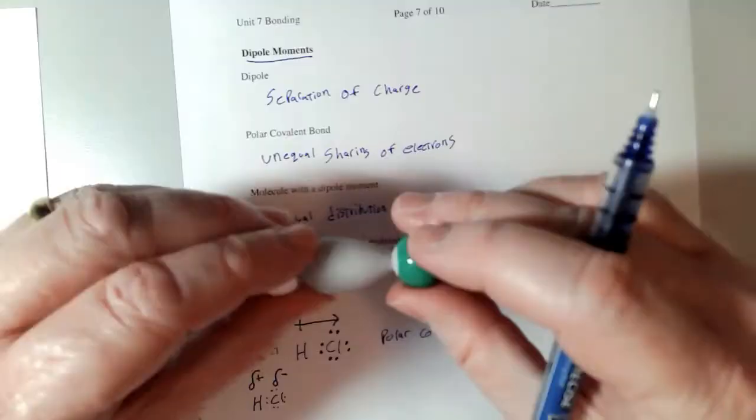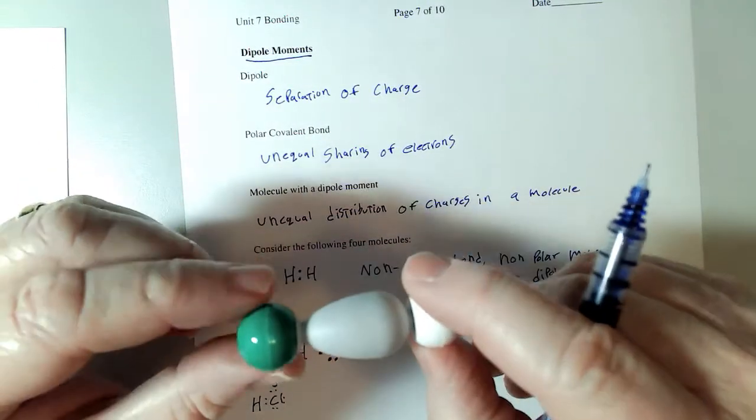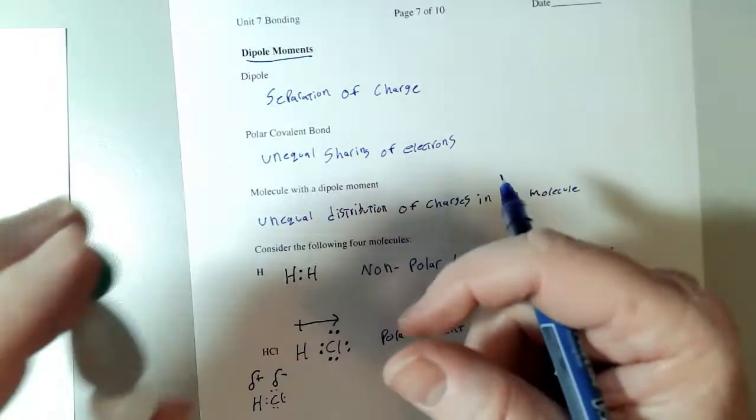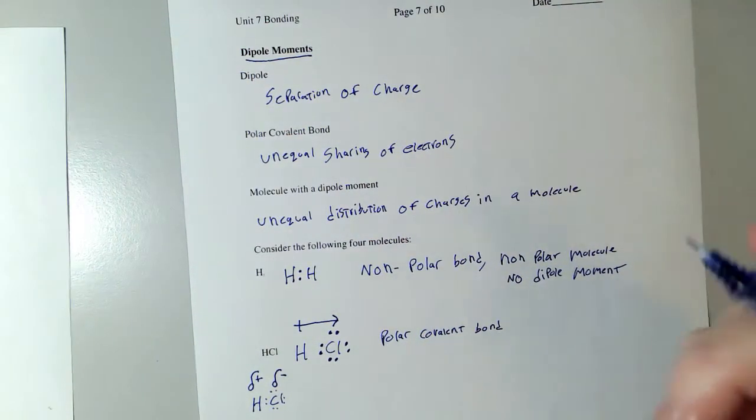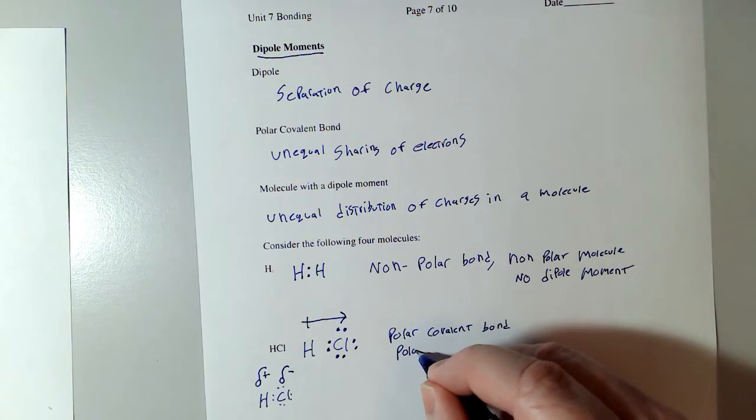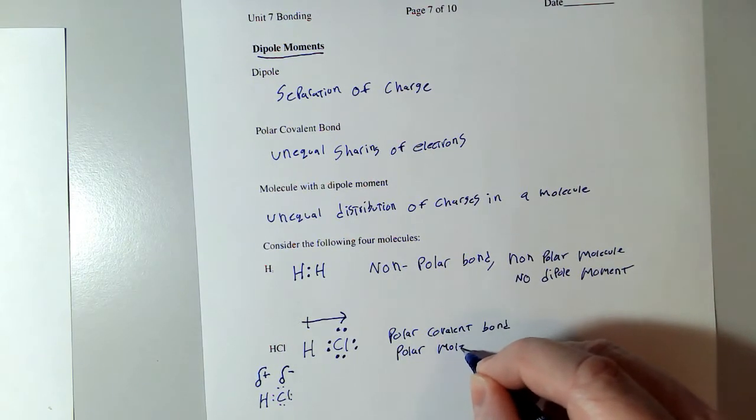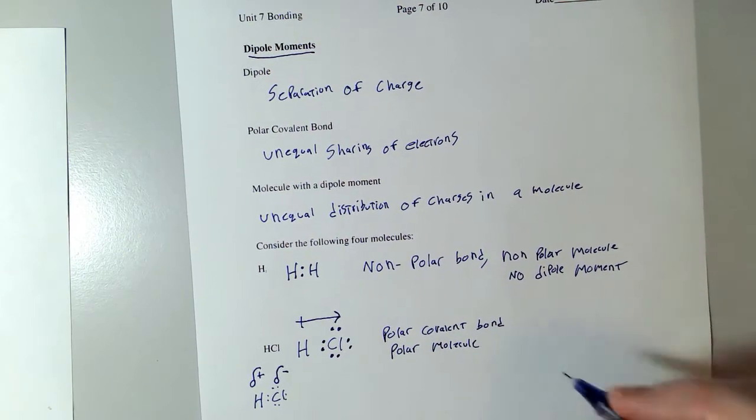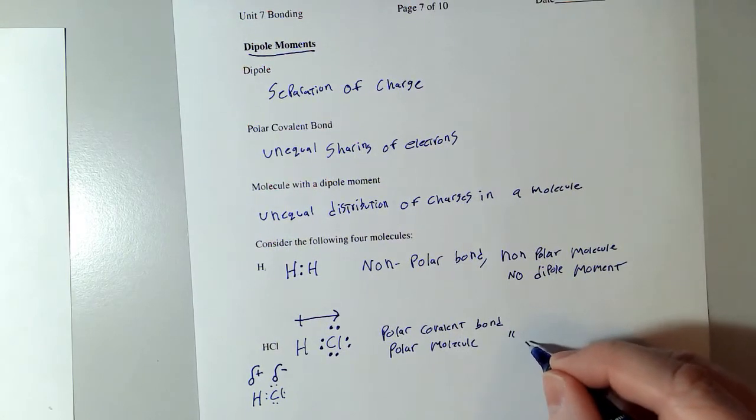Also, the molecule, since it is asymmetric, I can tell the difference when I spin it around, we're going to say that is a polar molecule, or one that has a dipole moment.